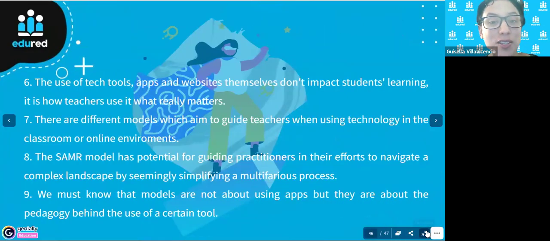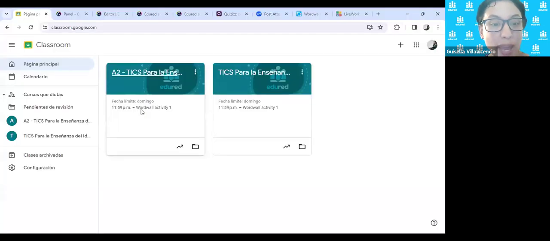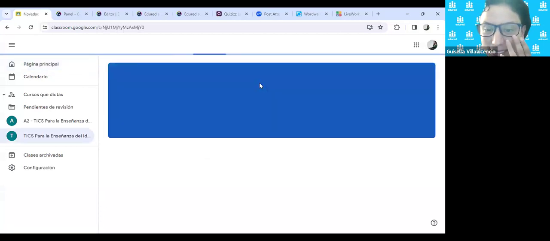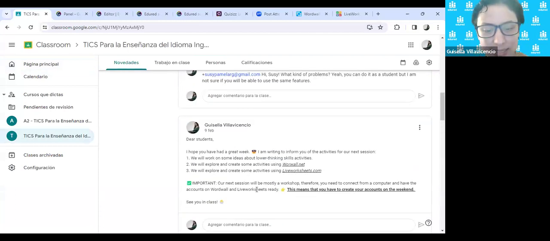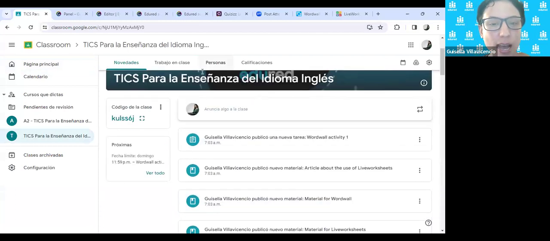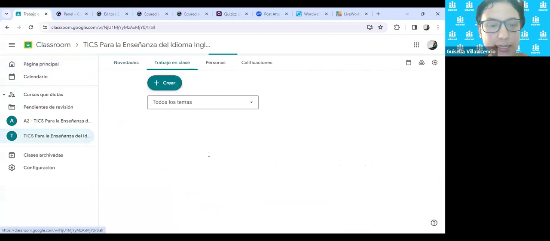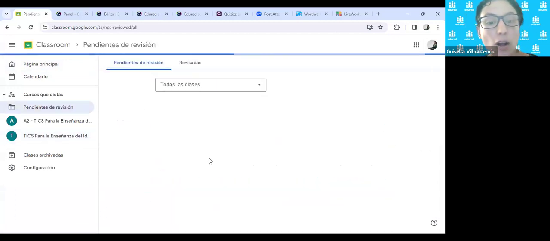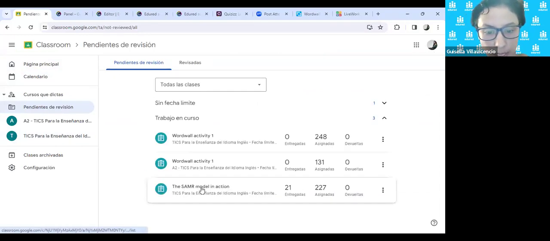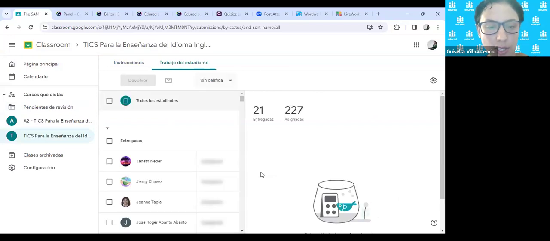So I was checking that many of you presented your homework, guys. Yes, I was checking last night, Sunday night. I sat down and I started checking some homework, some students that had sent the activities. I'm going to check here. I already checked a group of this part, okay? The SAMR model in action.